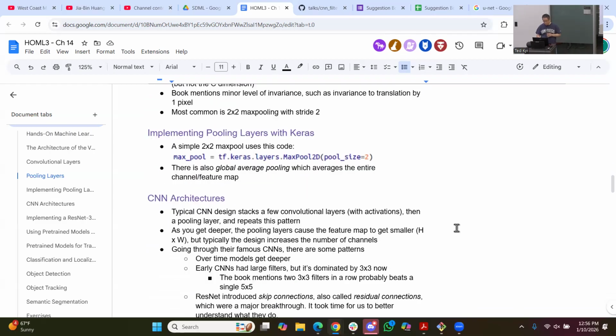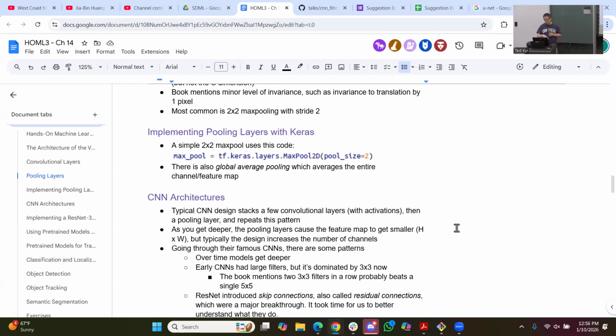All right, so implementing is relatively easy. In Keras, you can have basically one line. So here's the line for max pooling. Yeah, I see a hand raised online. Go ahead.